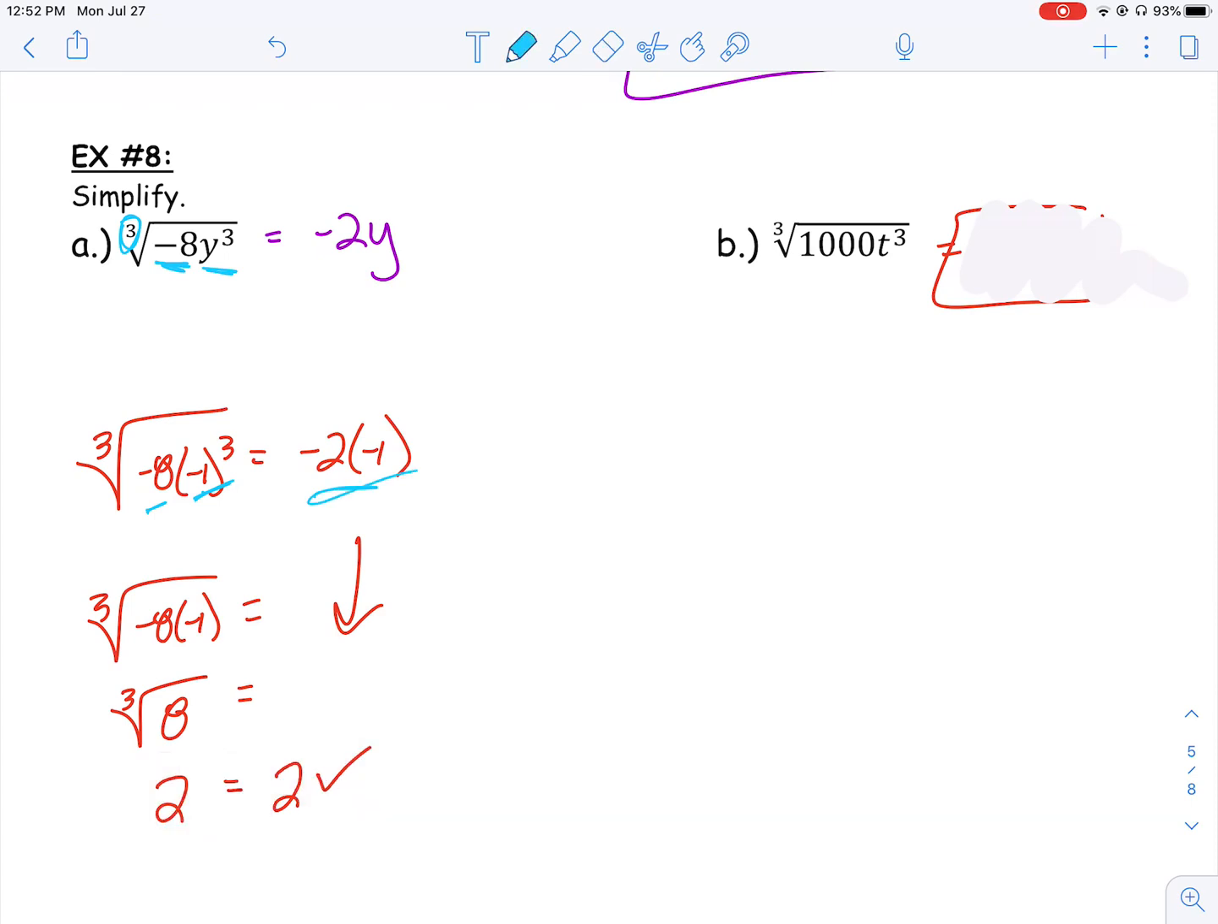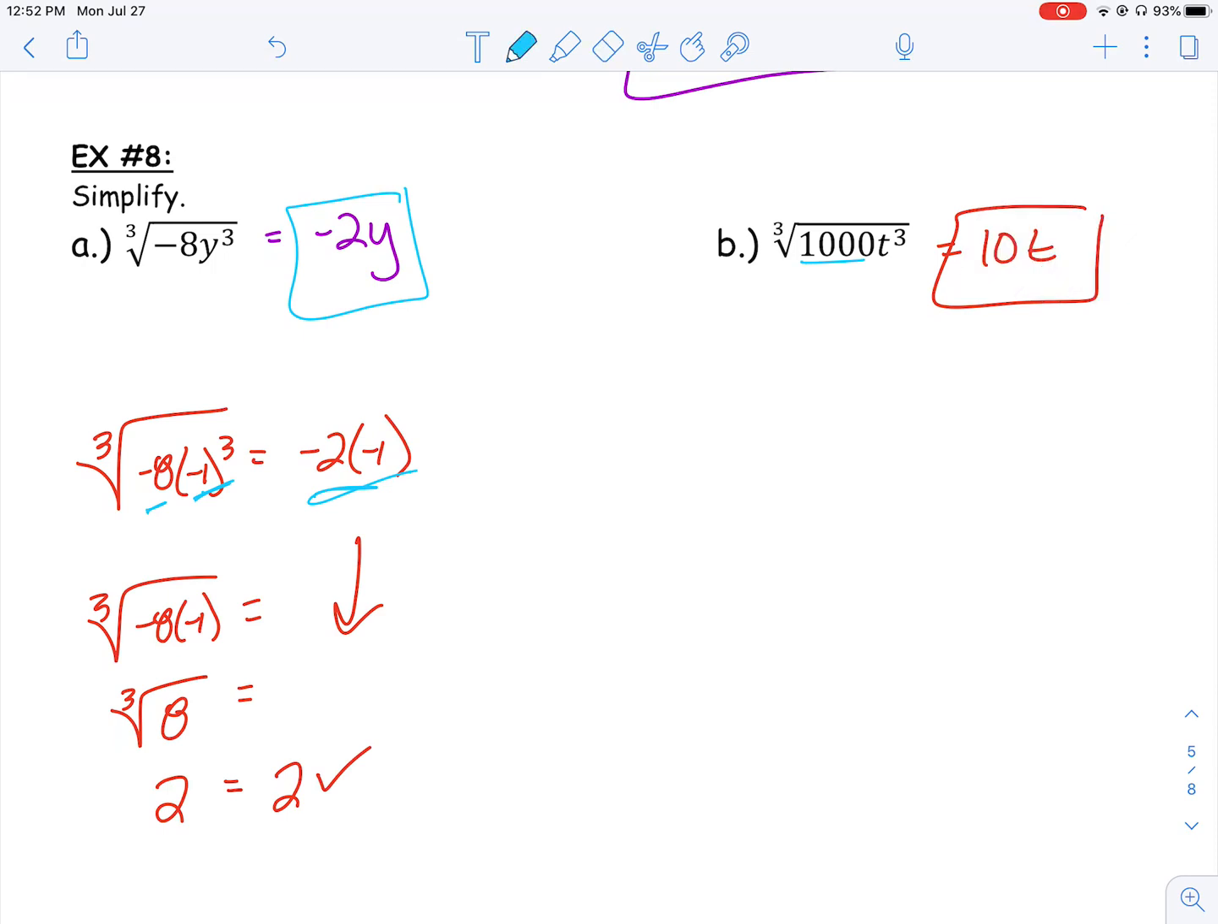So it looks like we don't need absolute values anytime we're dealing with odd roots. We have to worry if they're an even root, but if they're an odd root, our answer should be okay without the absolute values. All right, let's look at b. The cube root of 1000t cubed. Ooh, a little bit of a bigger number. What times what times what gives me 1,000? And what quantity times itself 3 times gives me a t cubed? I ended up getting 10 and a t.